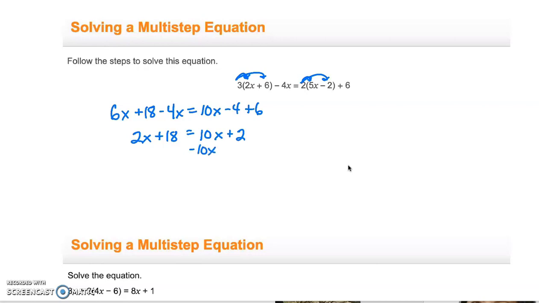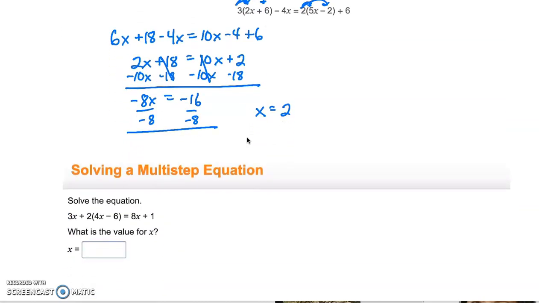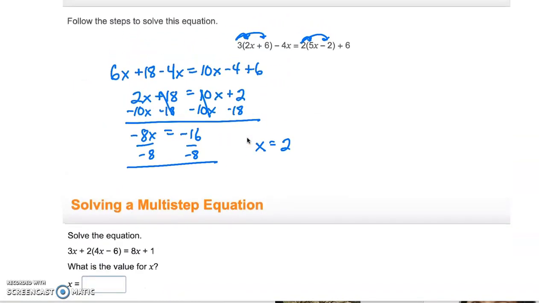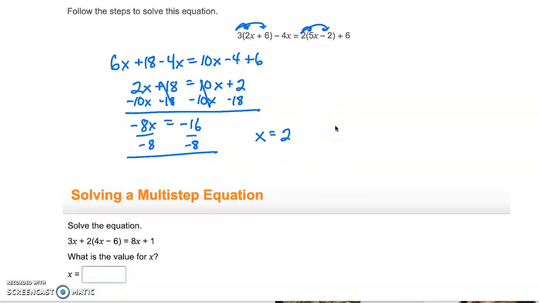Now I'm going to subtract 10x from both sides and 18 from both sides because I want to get x's on one side. So I'm taking the x's to this side, and I'm taking the constants to this side. So I get negative 8x, that's 0, and I get negative 16. Divide both sides by negative 8, and I get x equals a positive 2. So 3 times 2x plus 6 minus 4x equals 2 times 5x minus 2 plus 6. 2 is our solution, and I would recommend you pause and check that.